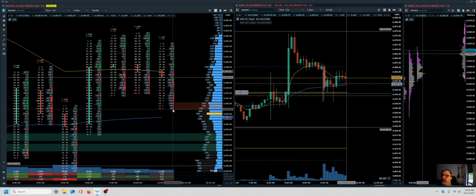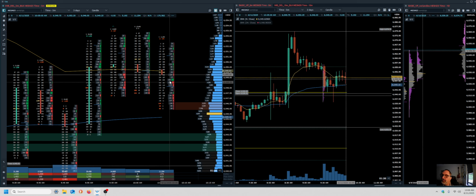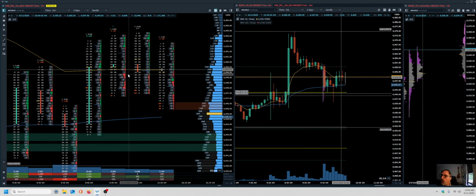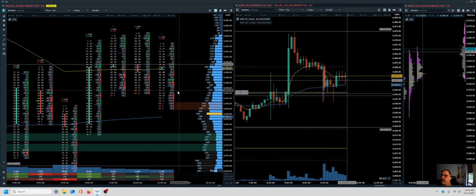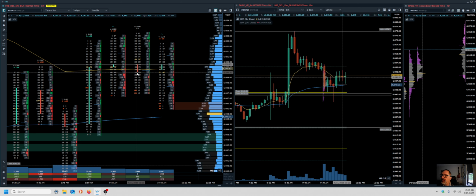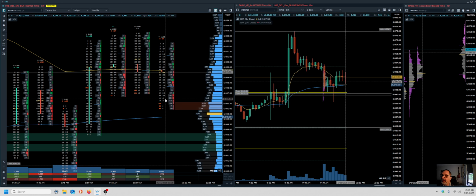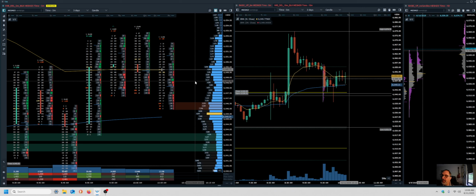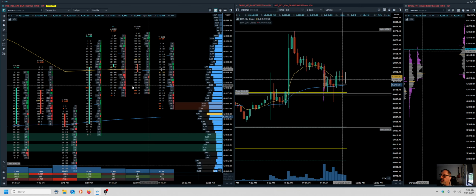So where else are we concentrating a negative delta? Right up in here too. Long somewhere in here, you got to overcome all this negative delta. It's tough. So I wouldn't be long below here yet until we start building in more buying, or more positive delta. That'll give me a little more mental capacity to be able to read this.